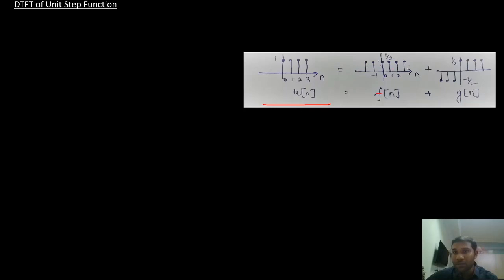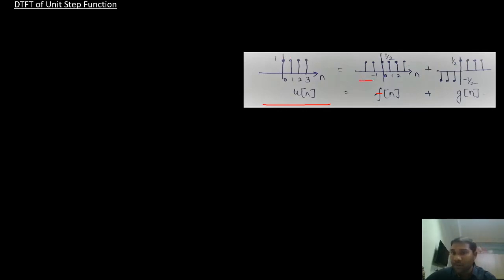f of n is equal to half for any n, and g of n is half for n greater than or equal to 0, and negative half for n less than 0. If you add these two terms, f of n and g of n, we will get u of n. See, at 0, what happens? I have half plus half, that is 1. For all positive values of n, I have half here and half here, so half plus half is 1.